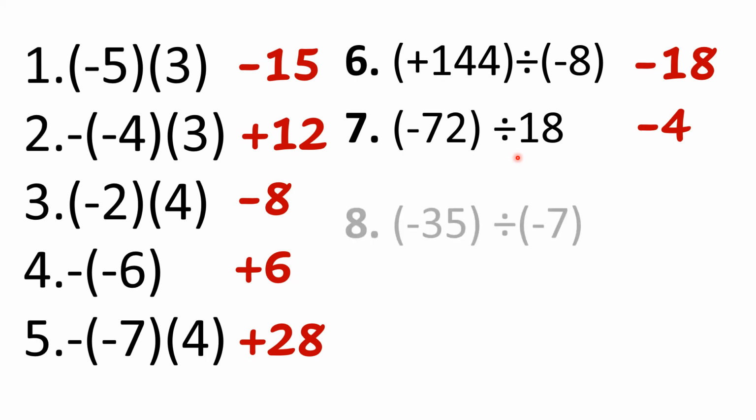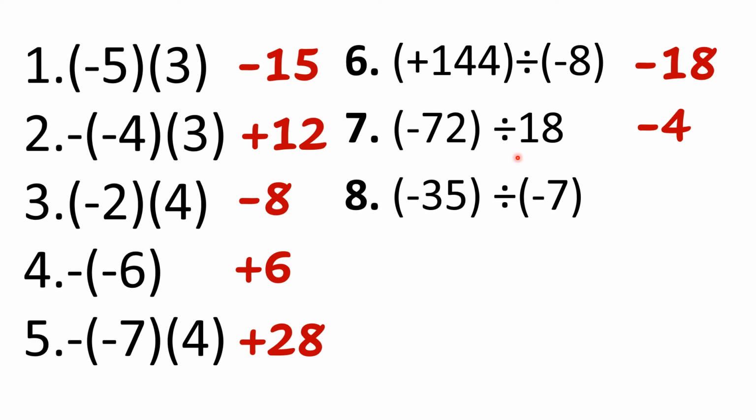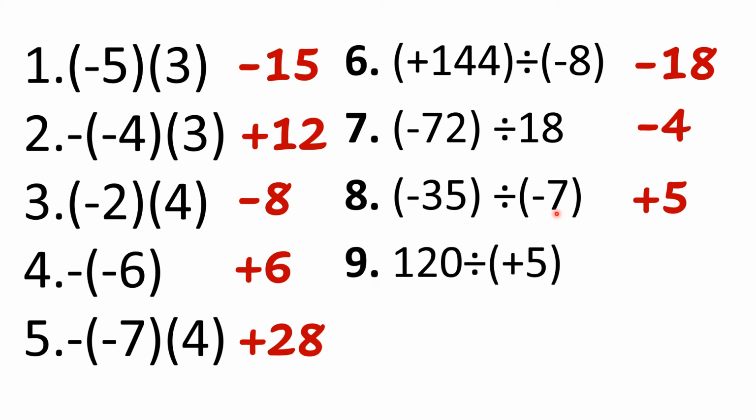Number 8, negative 35 divided by negative 7, pareho silang negative. So, the answer is positive. Negative 35 divided by negative 7, so the answer is positive 5. Number 9, positive 120 divided by positive 5, so parehas positive. So, the answer is positive. So, 120 divided by positive 5, the quotient is positive 24.